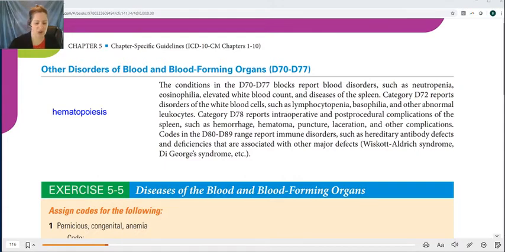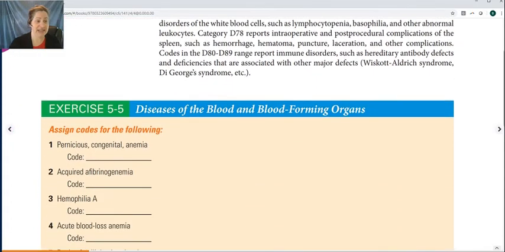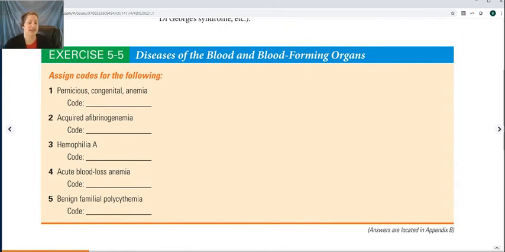Which takes place in the long bones. So that's pretty much all the lecture I need to do. There's not a lot in this chapter as far as intricacies that I need to explain how it all works. So for these 5, I'm going to have you code these. So for this one and this one, they're both anemia. So you're going to look up anemia and then what kind of anemia. For this one, you're going to look up the afibrinogenemia, the polycythemia, and the hemophilia are the words you're going to look up. Okay? So what I want you to do is to look these up.